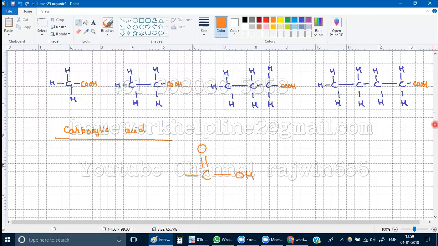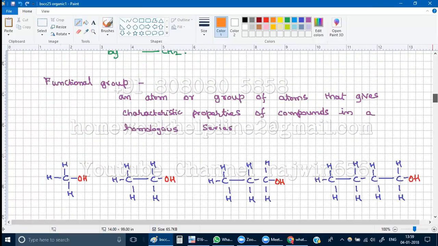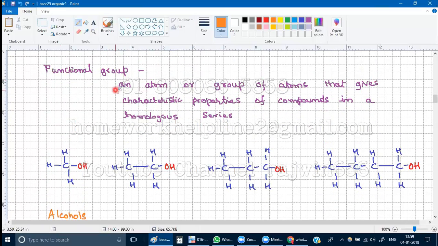So we are going to write down the definition of functional group over here. This is an atom, as we have seen in case of Cl. Okay, so this is an atom or group of atoms that gives characteristic properties of compounds in a homologous series. These are the 3 homologous series examples that I have considered. We'll also write down the names of these compounds here.